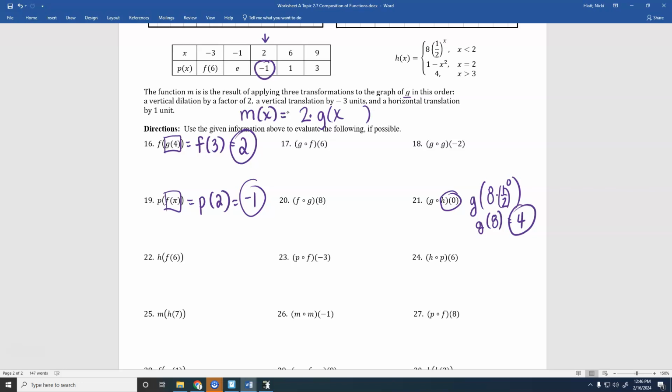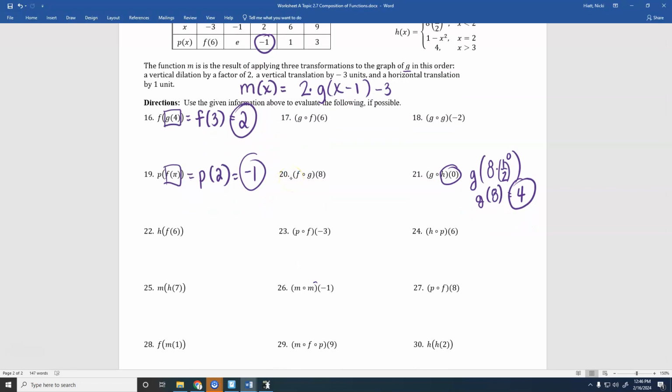What do I do to accomplish that? Outside, -3 goes right here. And then horizontal translation by 1 unit. I would like this better if they said right 1 unit, but I'm going to assume that because it's positive, they mean right. They would have put a negative there if they did not. So what do I need on the inside? -1.